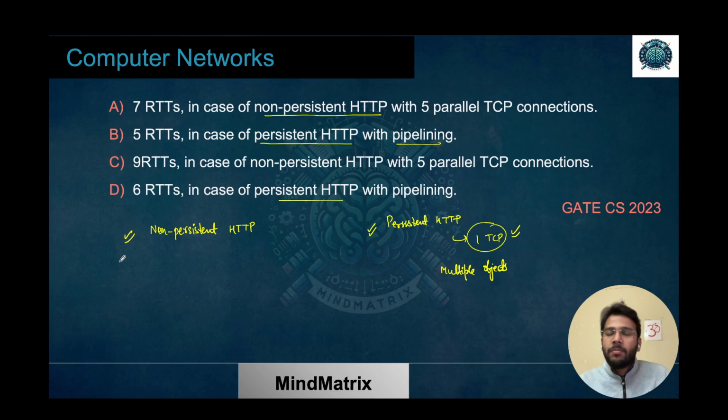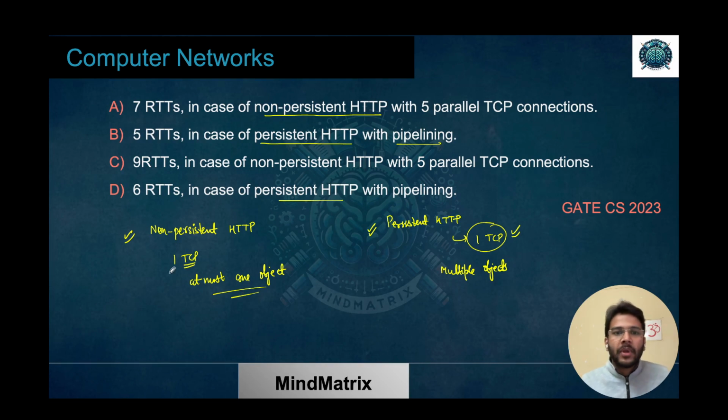But in case of non-persistent HTTP connection, one TCP connection can transfer at most one object. You cannot transfer more than one object in case of non-persistent HTTP. I hope the classification is clear. First, what is persistent HTTP? Over a single TCP connection, you can transfer multiple objects. But in case of non-persistent HTTP, over a single TCP connection, you can transfer at most one object, not more than that.